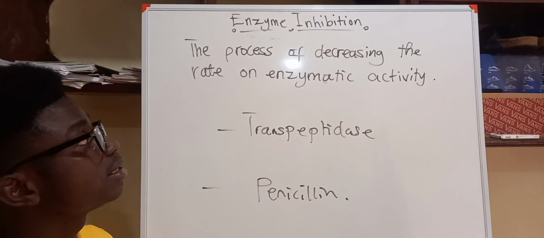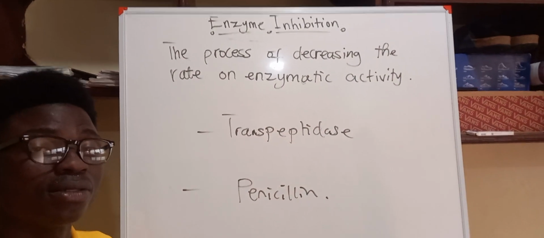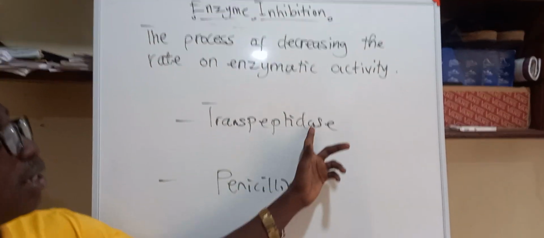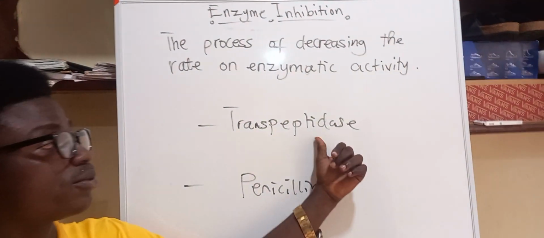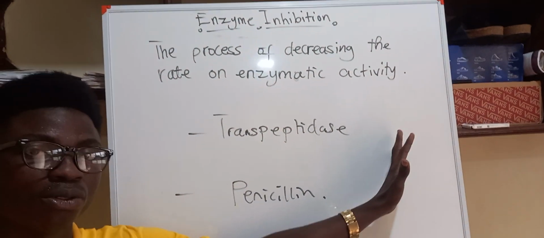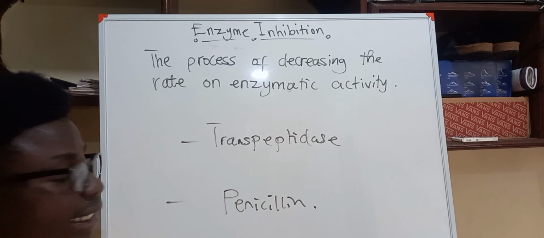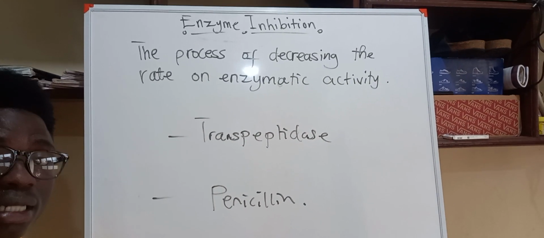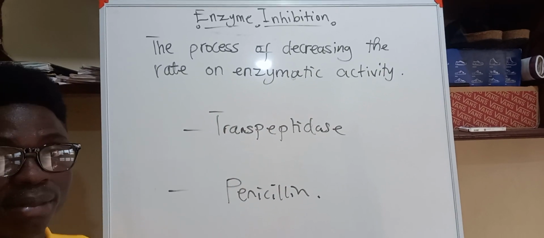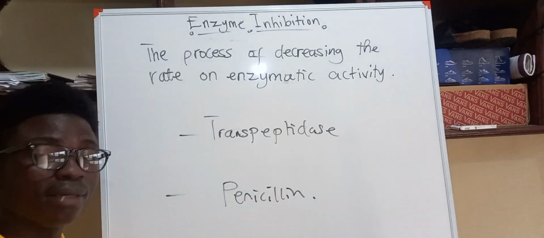So this inhibition, when you go into them, realize that they are important, they are very useful, like the example I've stated here. For the transpeptidase, when you bring in the inhibitor, it decreases the activity of this enzyme such that the bacteria will not be able to produce a cell wall that gives it resistance. We also have penicillin, and we all know what penicillin is. It's an antibiotic that helps, and it also decreases the rate of the enzymatic activity. So these are some of the useful inhibitors that we have.